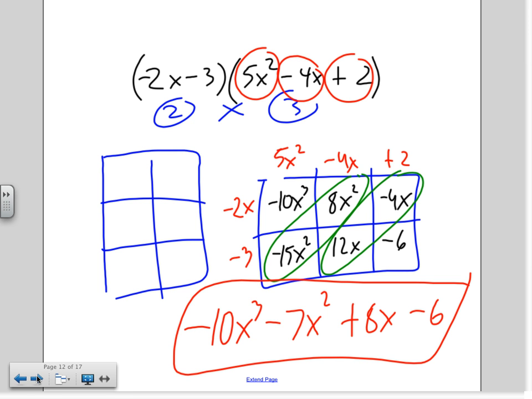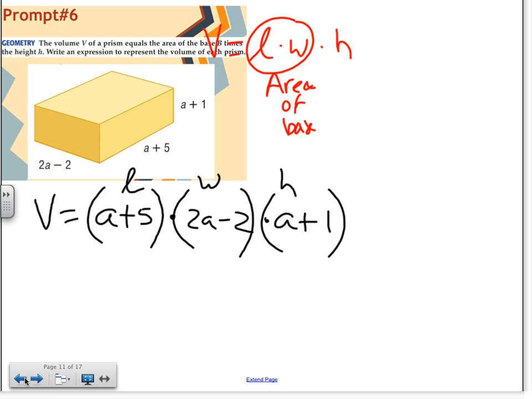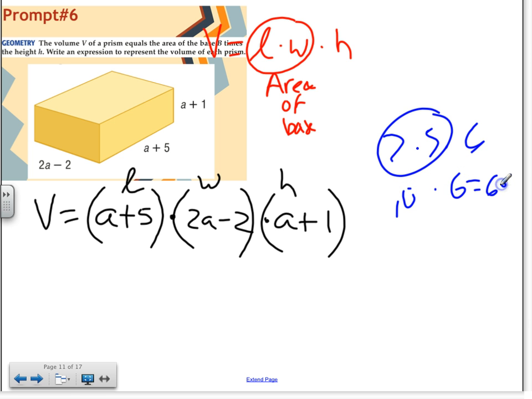Okay. For those of you ready, go back to your first prompt, number 6, and go ahead and multiply this. First of all, you see this is a binomial times a binomial times a binomial. If we're going to be multiplying three things together, don't you have to multiply the first two first? Then whatever you got, you multiply by the last term. Same concept as 2 times 5 times 6: you would do this first, then take 10 times 6 to make it 60. You can't do it all at the same time.